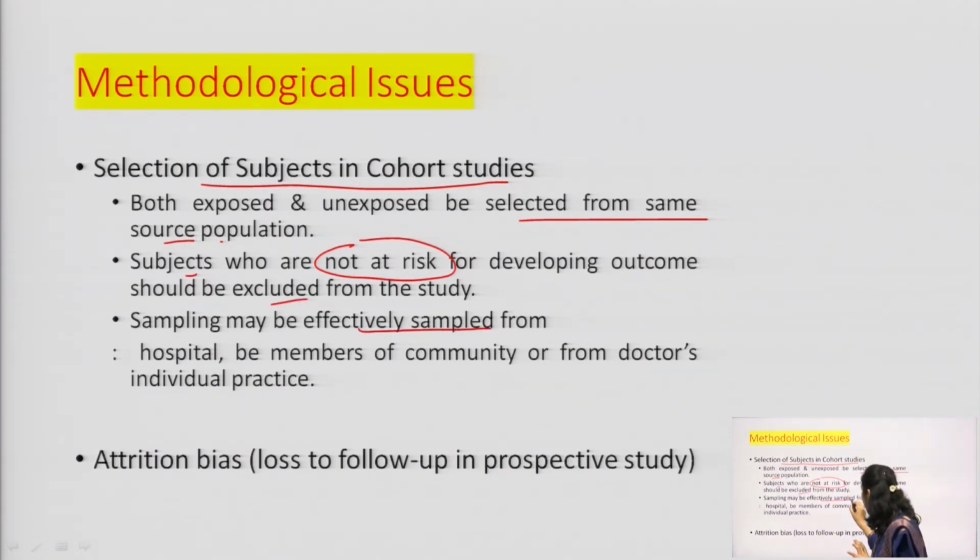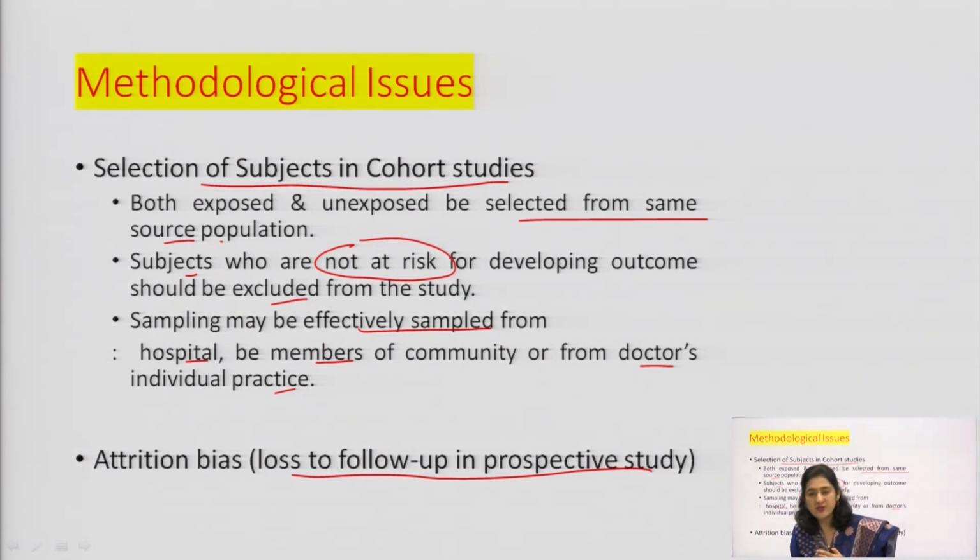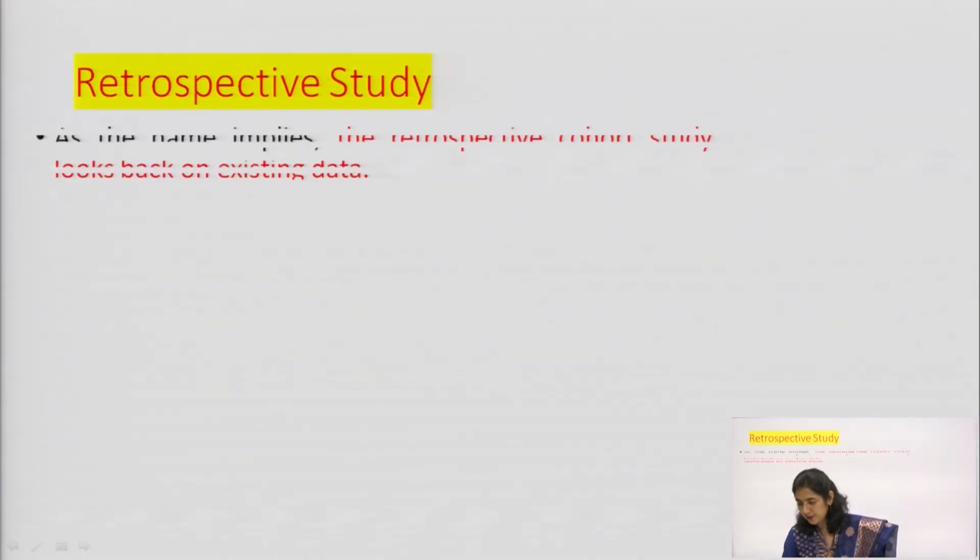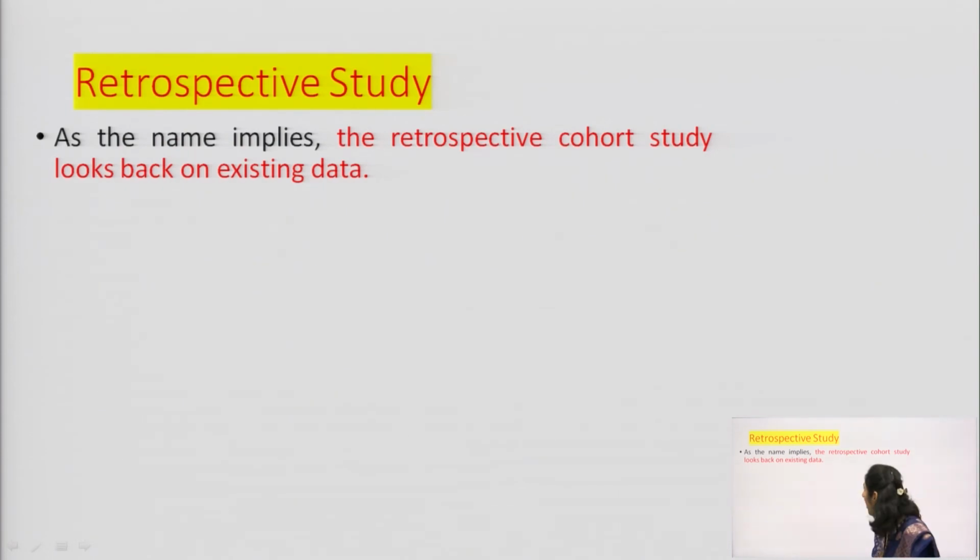Sampling may be effectively done from a hospital. That means we can take such people from a hospital, we can enroll members of the community, or from doctors' individual practice. But what is the problem? In a cohort study, there is loss to follow up in prospective studies. Many times when we are following up patients, some patients have stopped taking the medicine, or left the country and gone to another country, and different types of problems come up with loss to follow up, where we are not able to follow up.